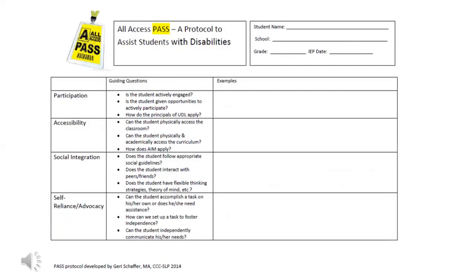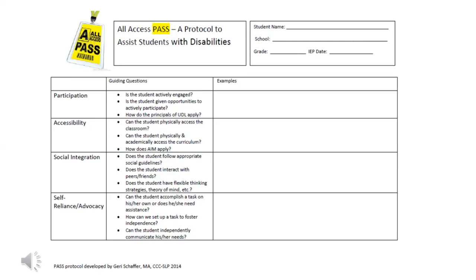Participation brings the active engagement piece as well as the principles of universal design for learning. Accessibility, as we discussed in the access module, means physical and academic access to all classroom materials, AT, and curriculum. It incorporates the AIM principles as well.